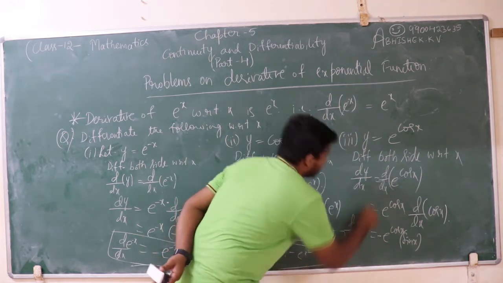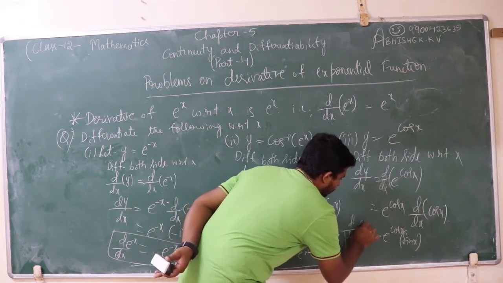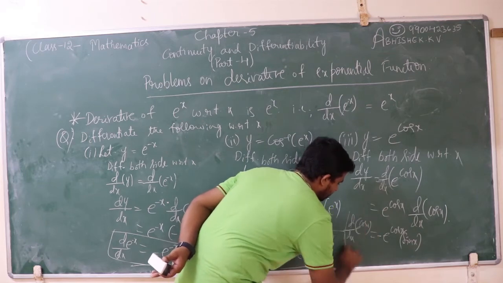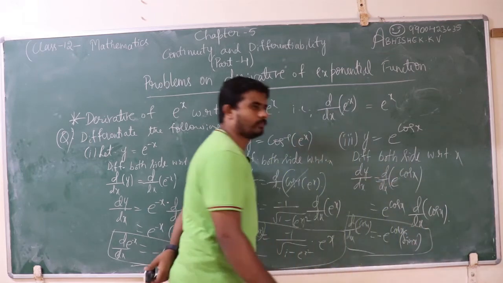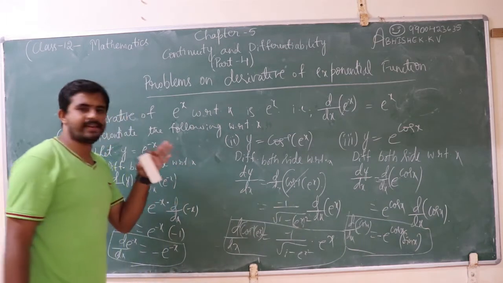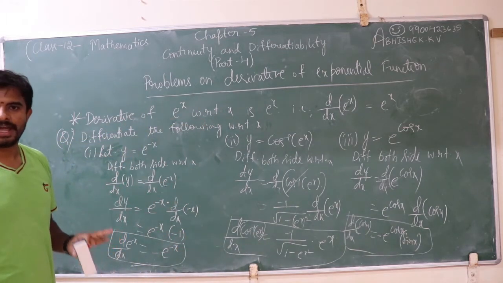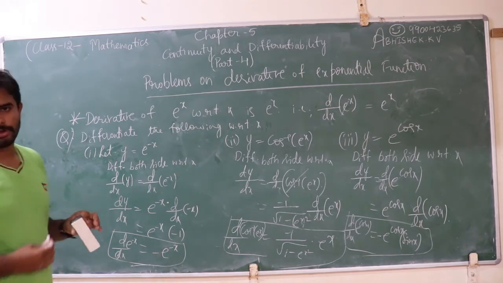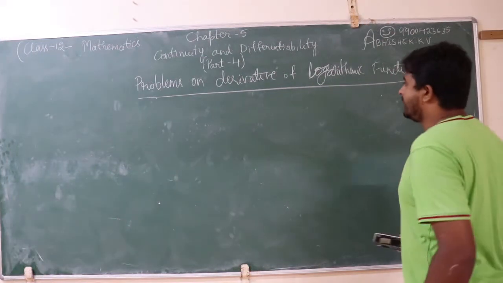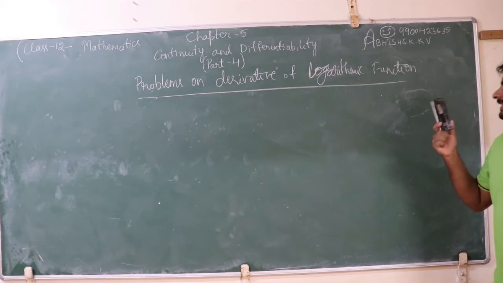Therefore, d by dx of plus y is equal to e to the power of x, right? So this is the solution. So these are all some examples for derivative of exponential function. I hope you are all getting this. Please note down. Yes, let us move on to the problems on the logarithmic function.